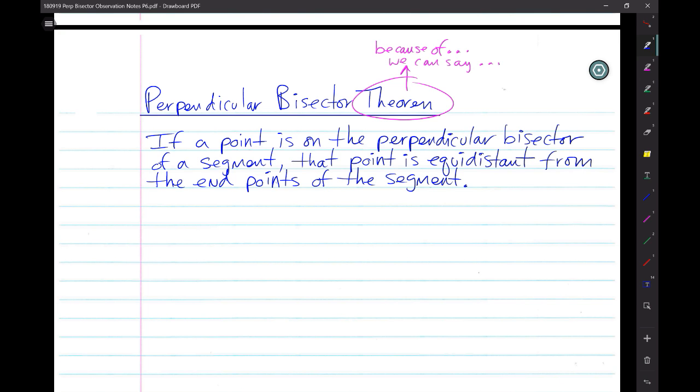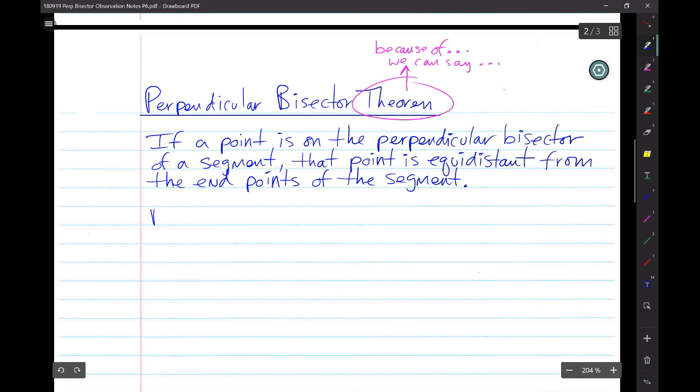So because of what we established on the front of our paper, we can now say this, that if a point is on the perpendicular bisector of a segment, that point is going to be equidistant from the endpoints of the segment. And that sounds very mathy. I get it. So let's see if we can make some sense out of this. What exactly is this saying? Because it's this principle right here that ties together all kinds of geometric relationships. So this is a super, super duper important principle, okay?